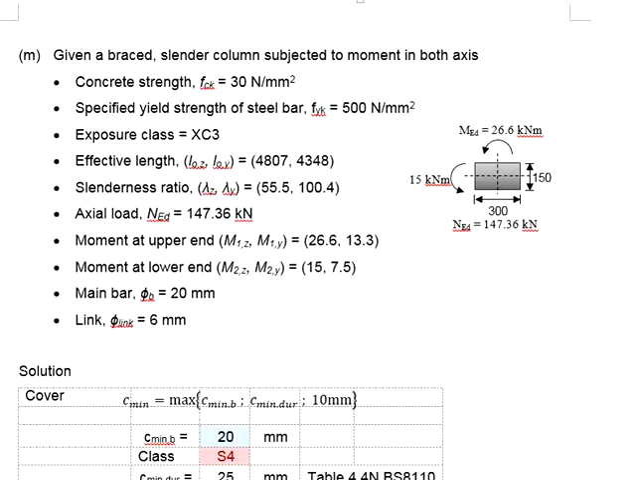Previously, we did an example designing a column which is subjected to moment in both axes. Now we're going to do another example dealing with the same column, having the same set of details and specifications, except that the column is braced and slender. The purpose is to demonstrate the differences in terms of the calculation steps due to the changes in the conditions of the column. Without further ado, let us get started.